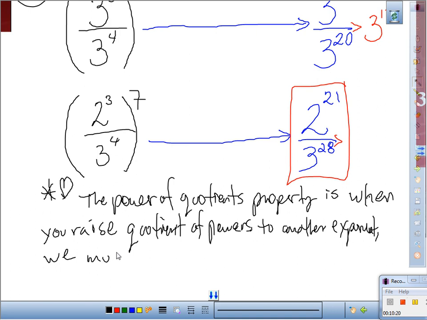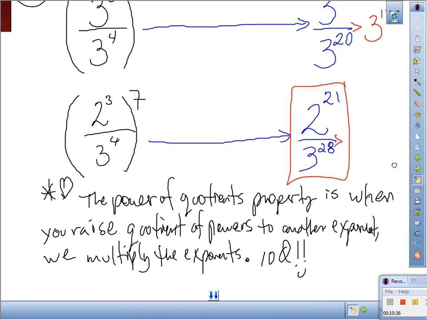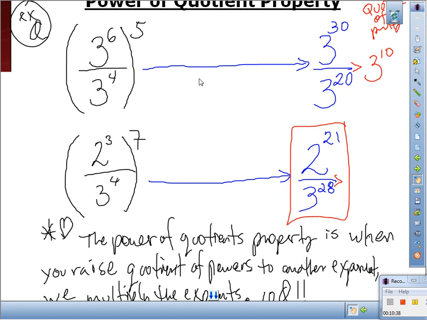We multiply the exponents. 10q. Okay, let's double check to make sure that we're understanding that. The power of quotients property, which is what we did from here to here, is when you raise a quotient of powers. Here's a quotient of powers. We're raising it to another exponent.